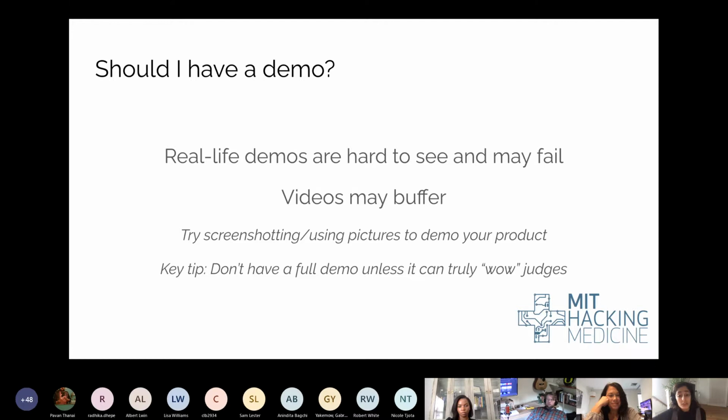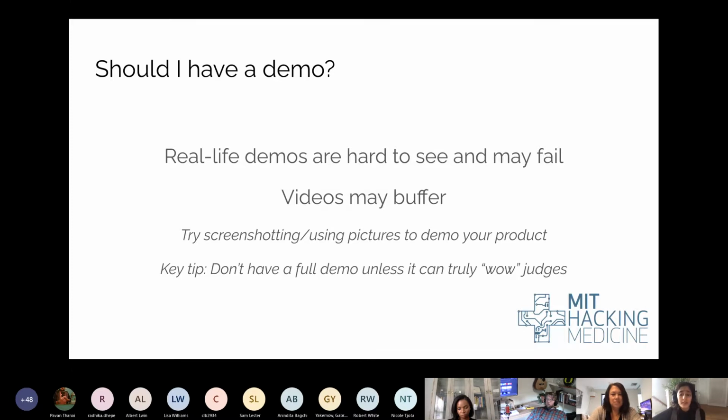So videos that you may create that highlight the product that you've created over the weekend may buffer and might take time, especially if there are individuals who do have failing internet connections. So really try screenshotting and using pictures to be able to demo your product. We really recommend that over any videos, though we have occasionally seen videos that do work. We also recommend that you don't have a full demo unless it can truly wow the judges.